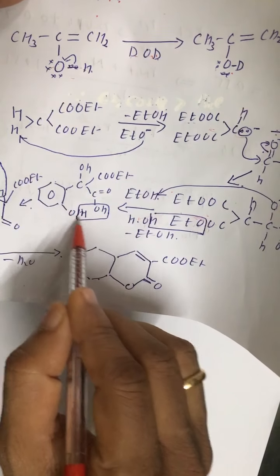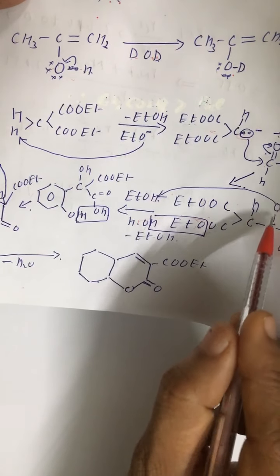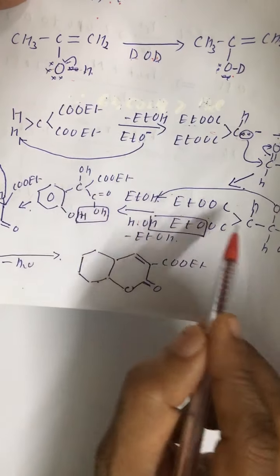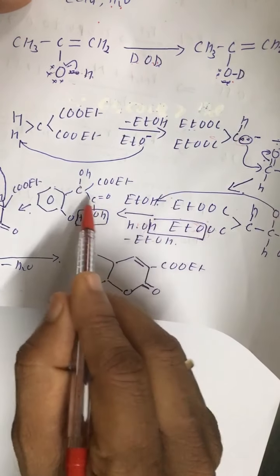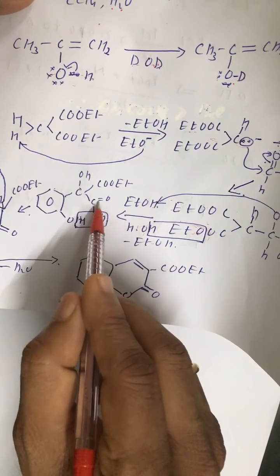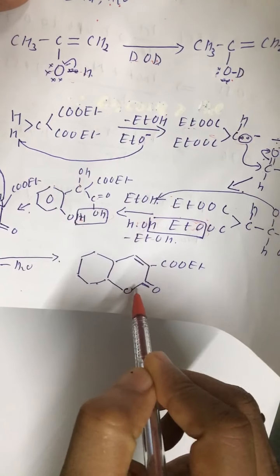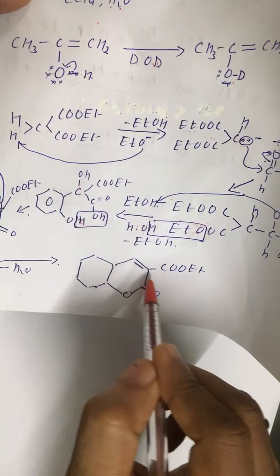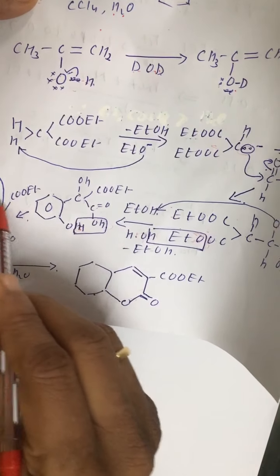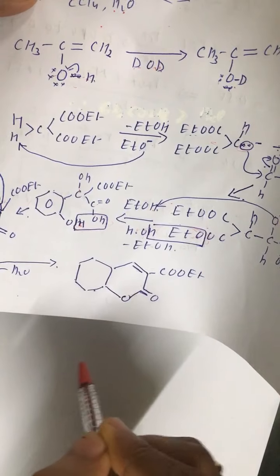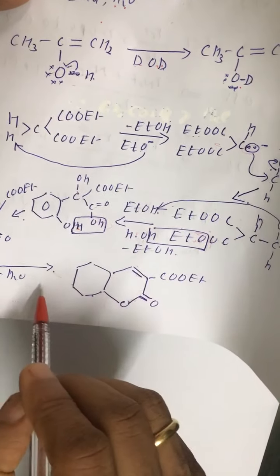Okay, benzene ring, at ortho position we have OH, and at carbon we have this OH. All right, this OH and COOC2H5, and this acidic group reacts with the alcoholic group to produce this kind of cyclic ester. All right, and finally this HOH is removed, so we get a double bond at this position. So this is the complete mechanism.